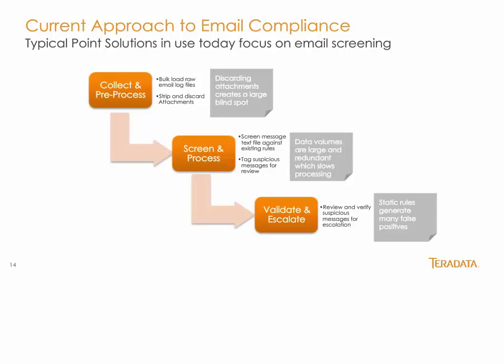So some glaring shortcomings are pretty obvious, and I'll just touch on some of the biggest ones. In this first step, where we are actually discarding attachments, that really creates a large blind spot in the process, because as every user knows, as much as 50 to 70% of the data in an email is in the attachment. So, discarding those and not screening those is, like I said, creating a big blind spot.